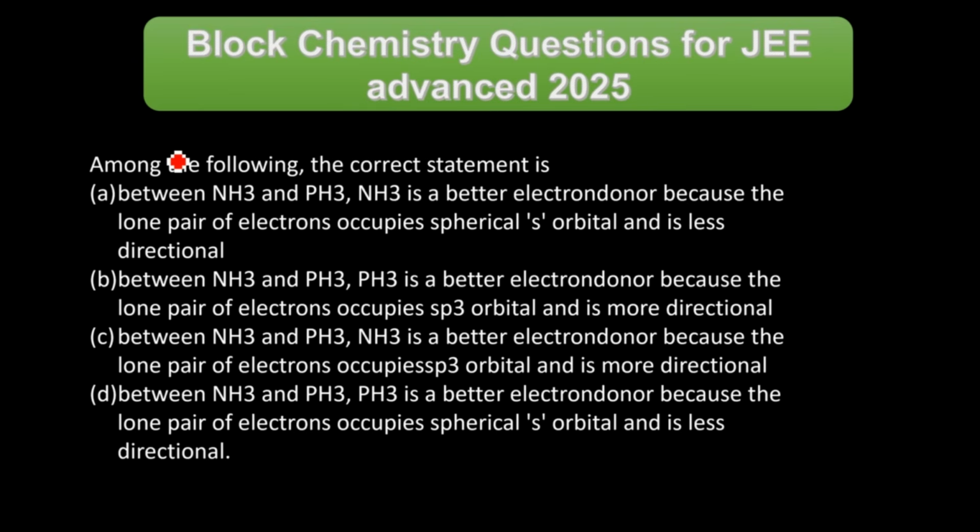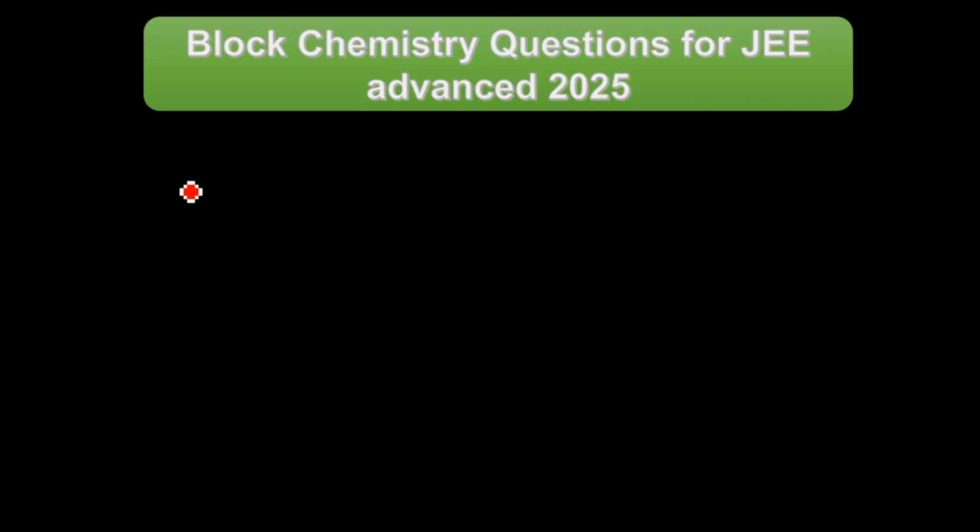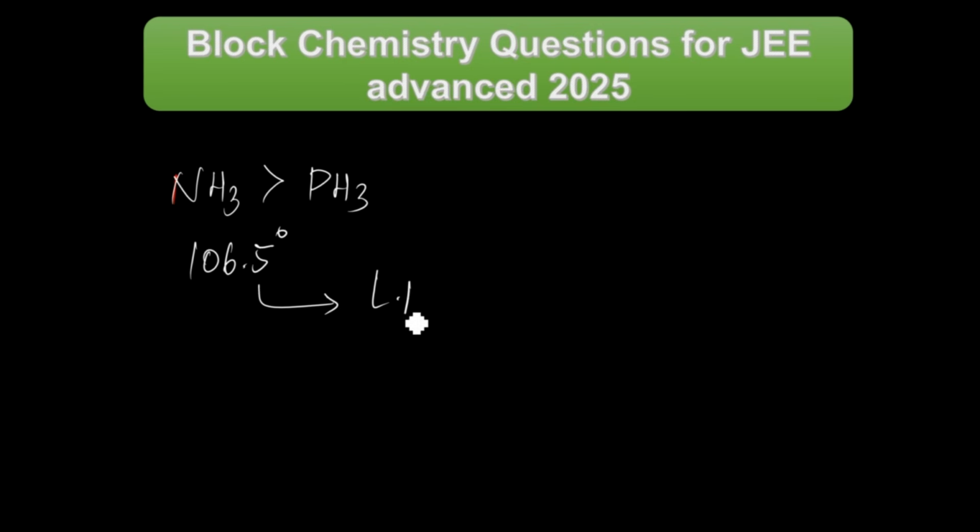why. Okay, so if I'm comparing ammonia and phosphine, ammonia has a larger bond angle than phosphine. So ammonia bond angle is 106.5. It's not a proper tetrahedral. Okay, it's because of the lone pair present there. It's doing the repulsion. Obviously, the lone pair will do the repulsion. So how does it happen?